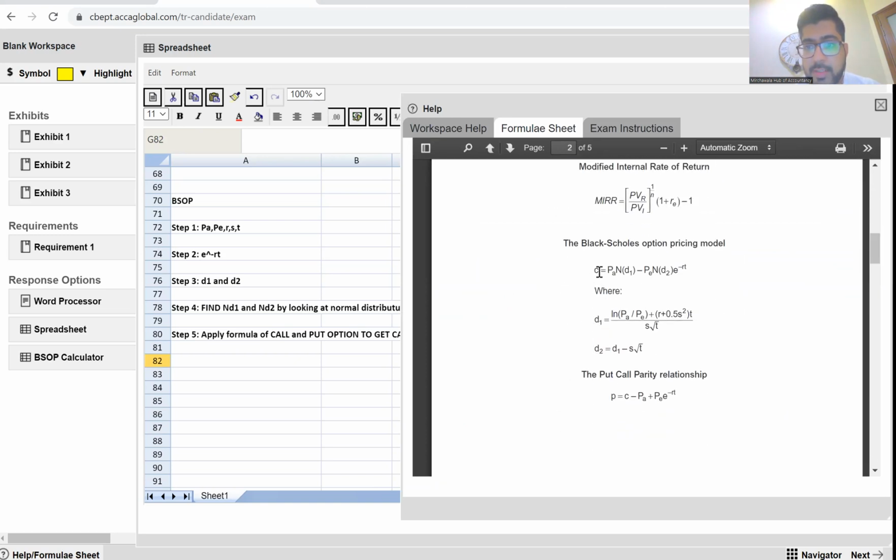See, these are the formulas of BSOP. PA and D1, PE and D2, E to the power minus RT. D1 is ln P over P plus R plus 0.5 S square T over S root T. D2 is D1 minus S root T. Put equals C minus PA plus PE, E to the power minus RT. Very, very scary formulas.